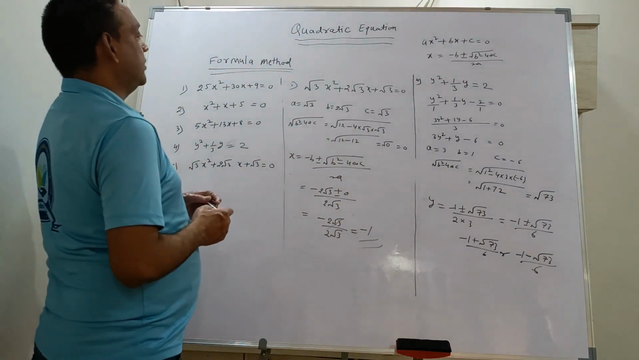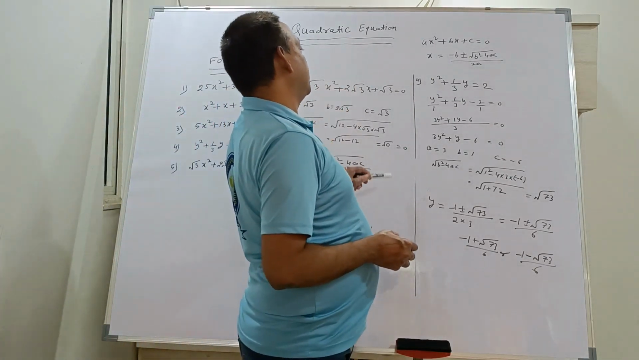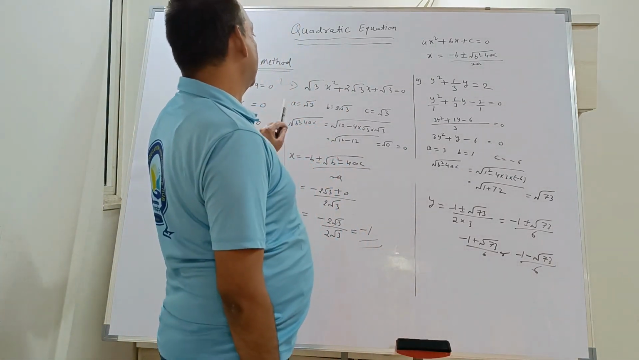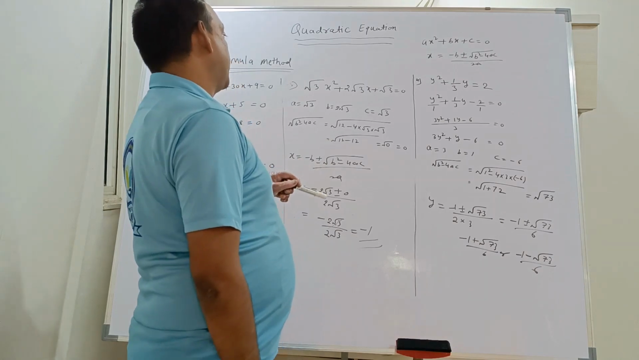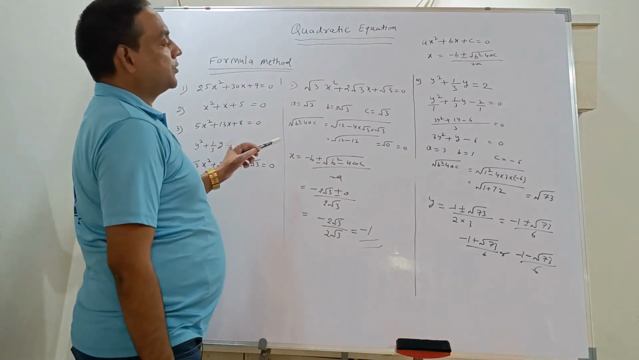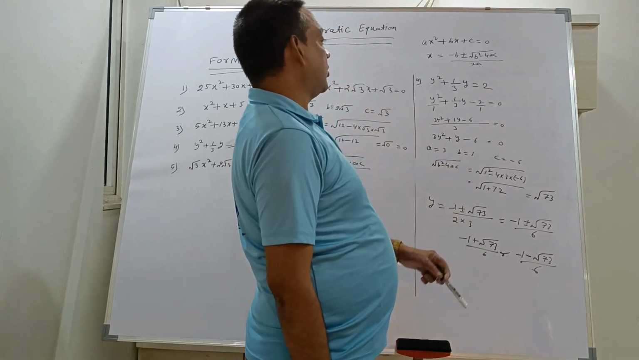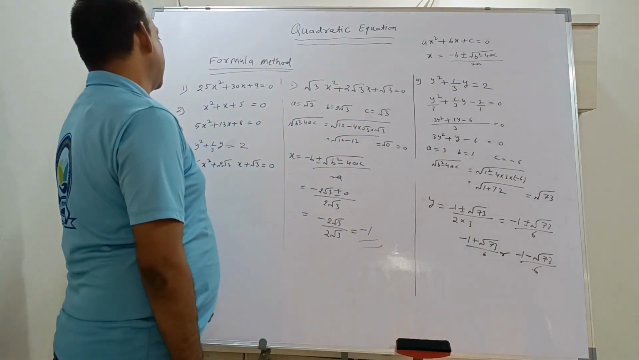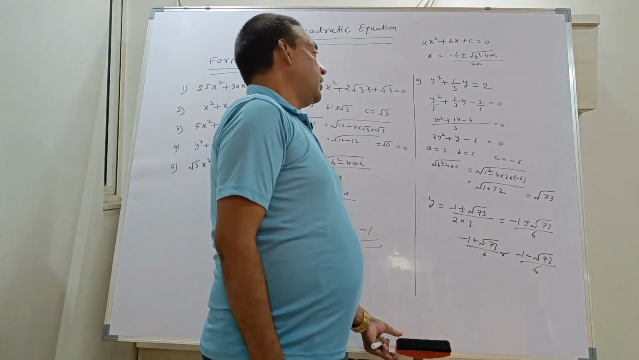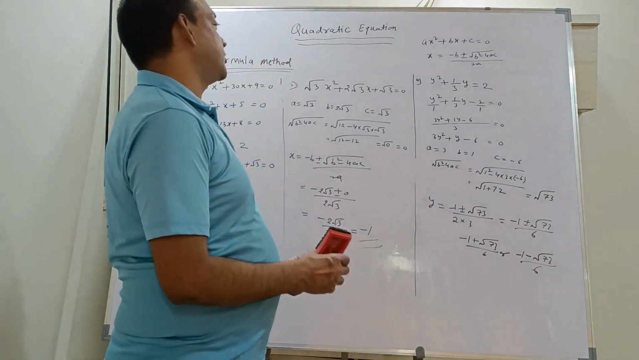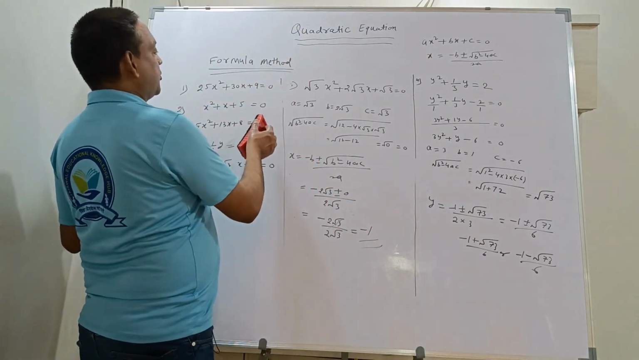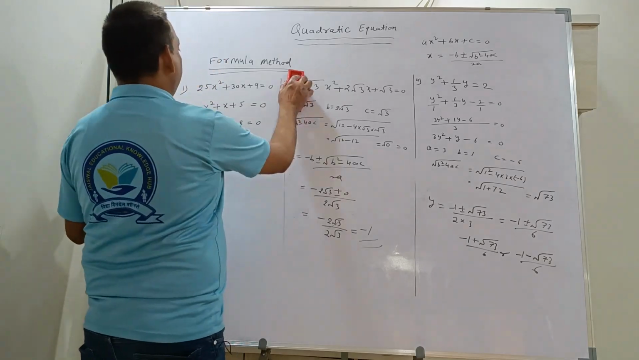So again, I feel the formula method is simpler than the factorization and the complete square method. But you have to know the proper formula and solve the equation step by step, then you will get the proper answer. So this is the formula method. Now let's do a few sums of word problems also. One more method is there in this.